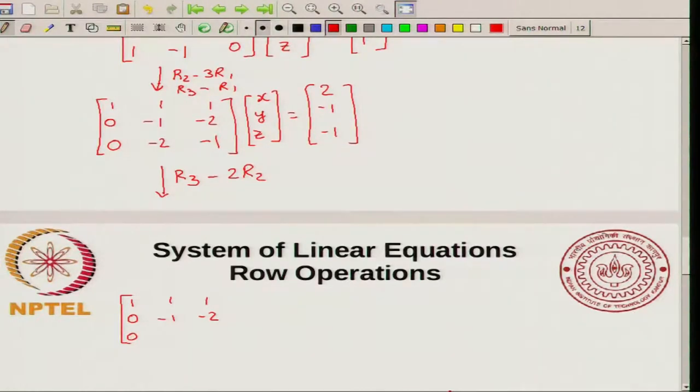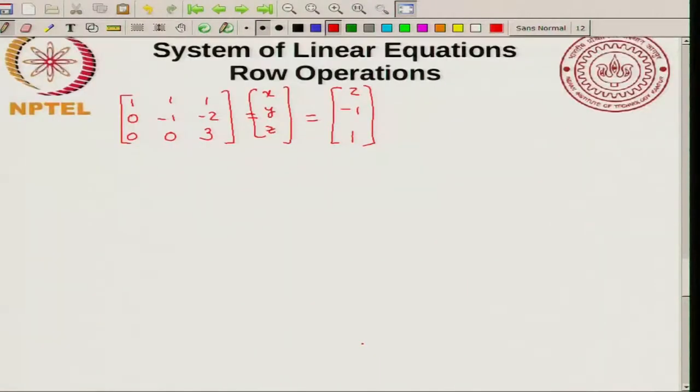Now, minus 2 minus 2 times minus 1, so minus 2 plus 2, that is 0. Minus 1 plus 4, that is 3. This times x, y, z is equal to, now what I will have is 2, minus 1, and then minus 1 minus 2 times minus 1, so plus 2, that is 1. So you converted the equations to something like this. The same 3 equations, you did some linear combinations and you got this set of equations.